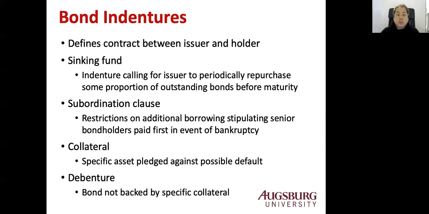Subordination clause is the restriction on additional borrowing, ensuring senior bondholders are paid first in the event of bankruptcy. So they basically set a clause on how much more you can borrow from these senior holders. Collaterals are just collateral securities. A debenture is a bond without securities. These are usually from the indentures, the provisions that avoid the default risk.